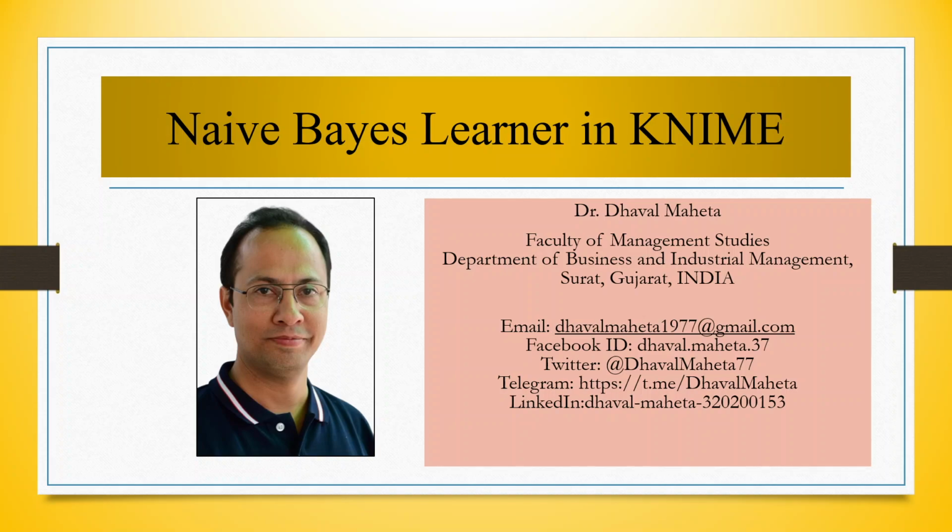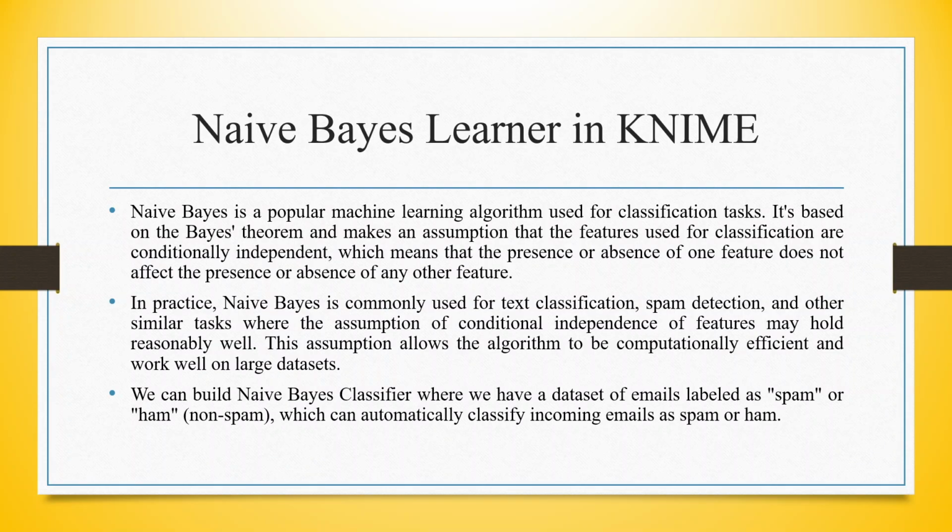This is Dr. Dhaval Maheta, and today we will discuss how to run Naive Bayes Learner in KNIME. Naive Bayes is a popular machine learning algorithm used for classification tasks. It's based on the Bayes theorem and makes an assumption that the features used for classification are conditionally independent, which means that the presence or absence of one feature does not affect the presence or absence of any other feature.